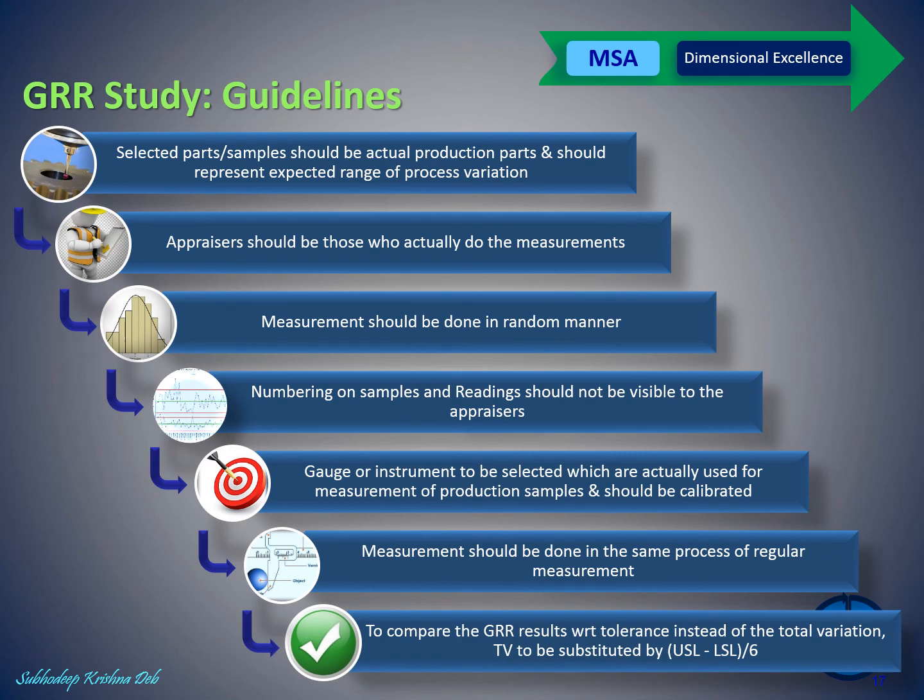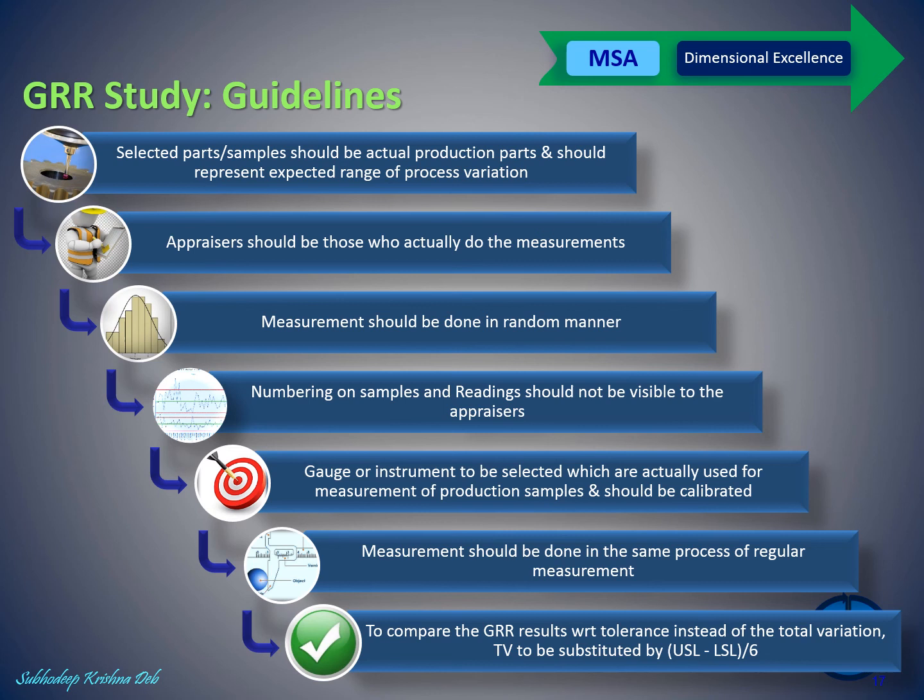Now comes a point that if we want to calculate the GRR with respect to tolerance, replacing the total variation, then in place of total variation that we have calculated, the USL minus LSL divided by 6, this value should be put. Okay, suppose the USL is 10 and LSL is 4, then USL minus LSL is 6 and 6 by 6 is 1. So this value should be put in the formula where we calculate the percentage GRR.